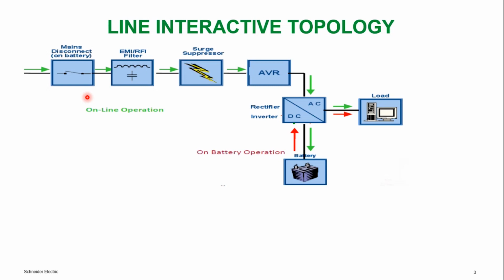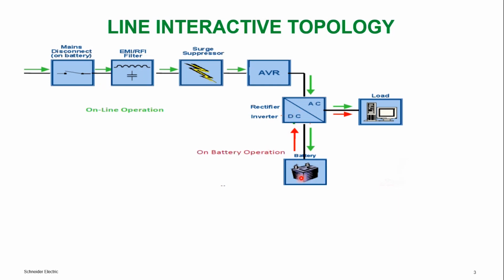So it clearly indicates, the green arrow indicates whenever the UPS is working on online mode, and the red indicates whenever the power cut is there and the battery is providing the power to the load. Whatever impurities are present in our power supply, they filter the power supply and provide it to the rectifier and inverter section of the UPS.